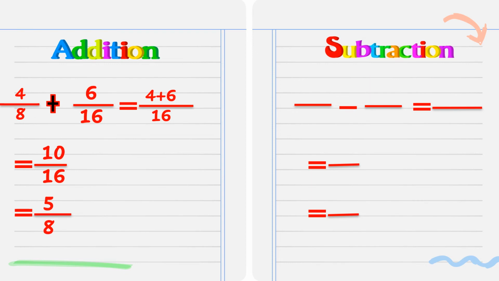Now we have an example for subtraction. Again, we are going to find the LCM of 7 and 14, which is 14. Since we now have our denominator, we will subtract 5 and 3 to get 2, and copy the denominator, which is 14. So we have 2/14. Since 2/14 is divisible by 2, we can still reduce it to 1/7. So 1/7 is our final answer.